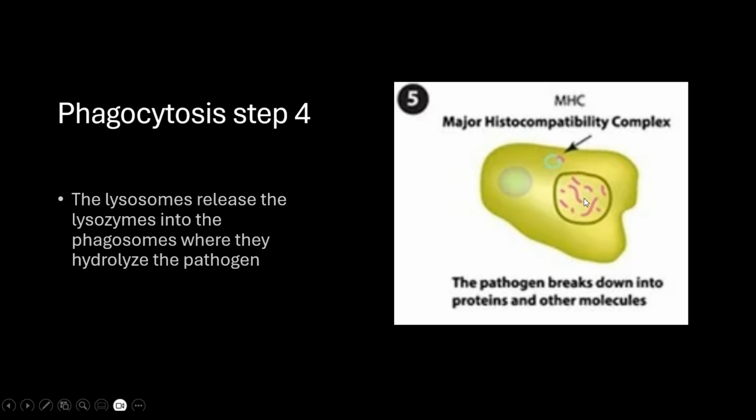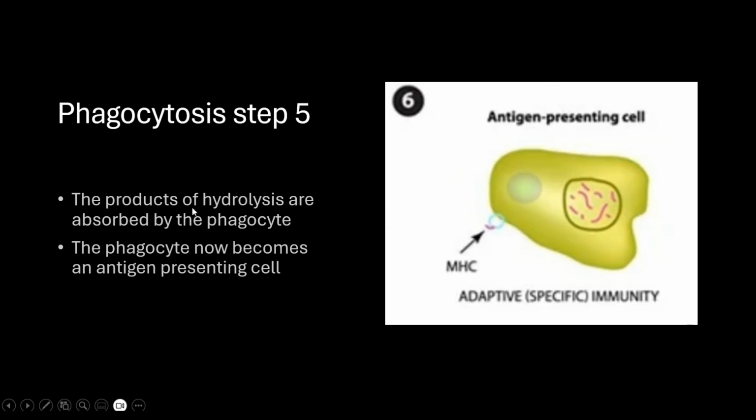So it's going to hydrolyze the pathogen, and the pathogen is going to break down into its molecules, into its antigens. Now the products of hydrolysis are absorbed by the phagocyte. So what's been left over gets absorbed by the actual full phagocyte here. The phagosome is that circle there, where the engulfed pathogen was.